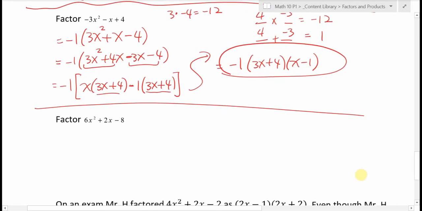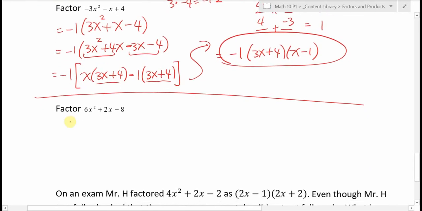Okay, so this next one here, again, you should always factor out the common factor, right? There is a common factor of 2, so that should be your first step. So divide everything by 2. That's what it should get. Now I'm going to multiply 3 with -4.